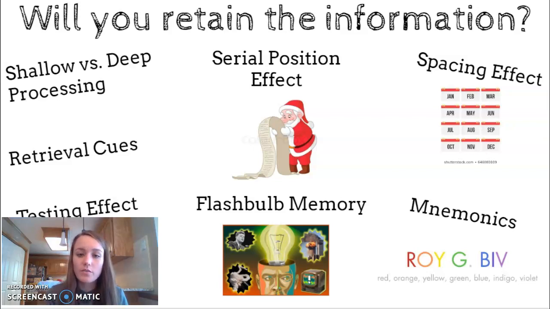The serial position effect says that we're likely to remember things at the beginning and the end and forget the stuff in the middle. The spacing effect says that you are more likely to remember information if you spread out your study periods rather than put them into one crammed session. You will retrieve that information better if you do small, short sessions and space it out over time.